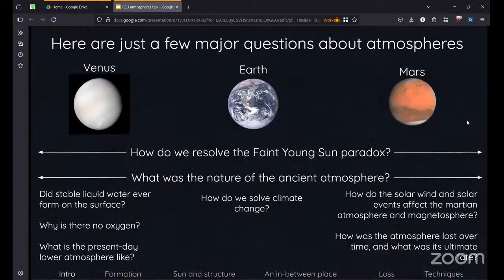I just want to wrap up with a few open questions about all the planets we've been talking about. So on the rocky planets, we have some similar questions and some different questions. So basically on all of these, we have this question about the faint young sun paradox. And I didn't want to go into this in too much detail, but the idea is basically that when the sun was a lot younger, we expect that it was somewhat dimmer. It was only putting out about 70% of the flux that it puts out now.